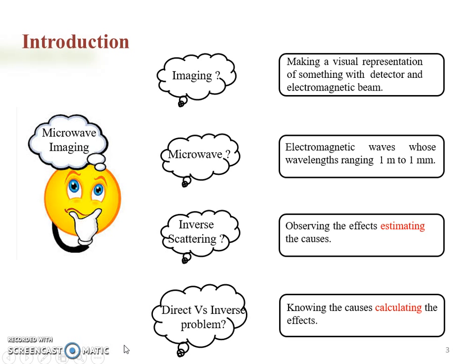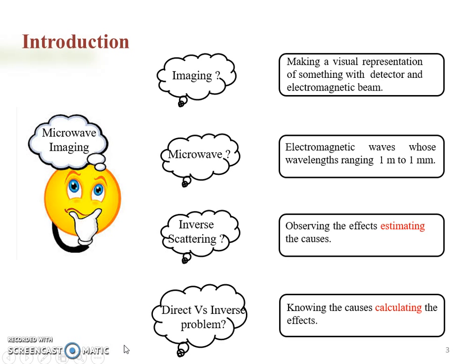The second question is: what is microwave? Generally, the EM spectrum lies from very low radio frequencies up to visible light, ultraviolet, X-rays and gamma rays. In the spectrum, the wavelength range from 1 meter to 1 mm is called microwave.